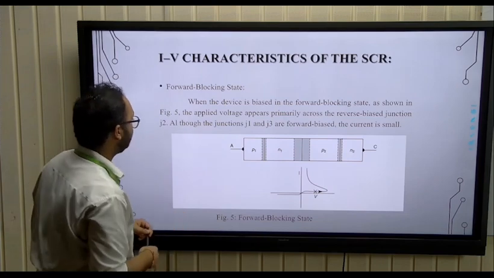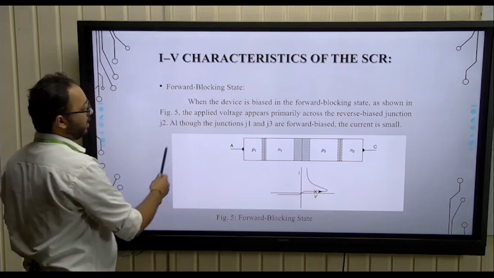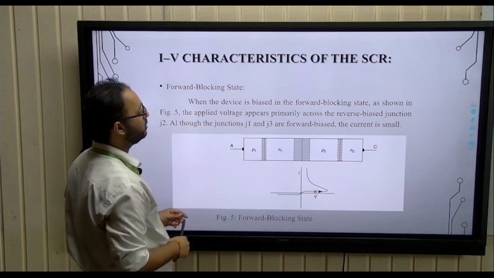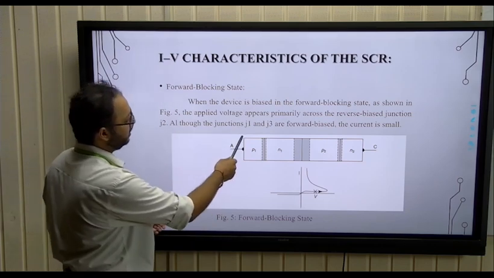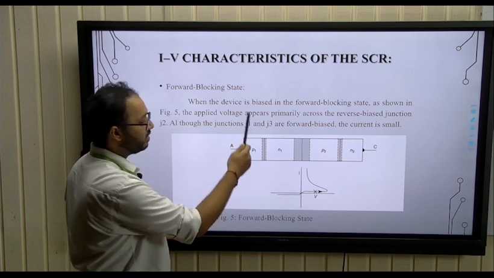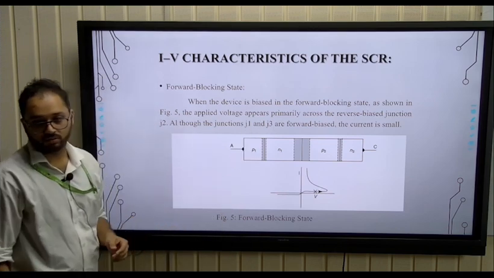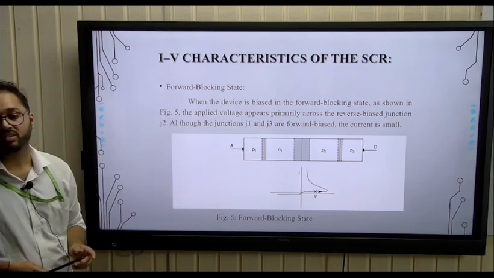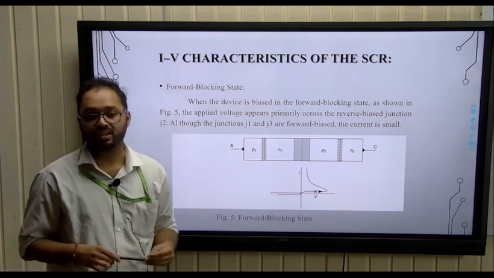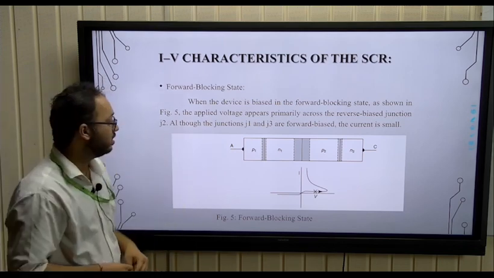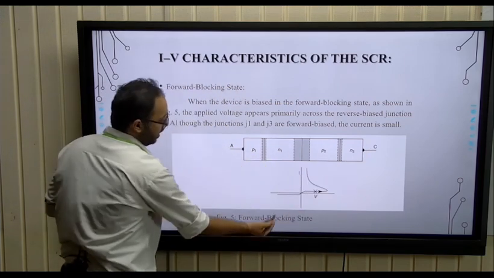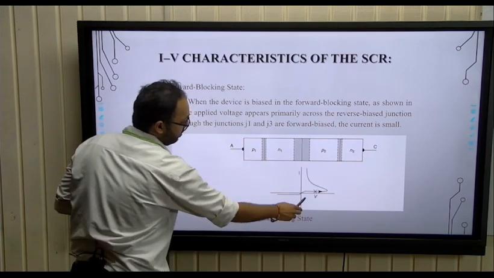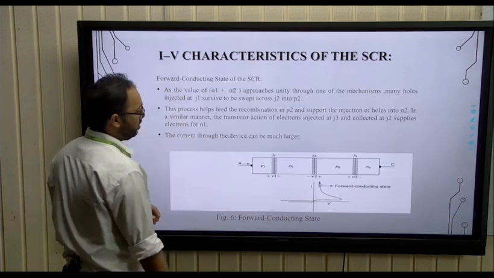That is what we have written here, that the applied voltage appears primarily across the reverse biased junction J2, and though the junctions J1 and J3 are forward biased, the current is small. This small current is known as forward leakage current. There is always a small current flowing from one point to another, that you can see in this difference. This is the leakage current.